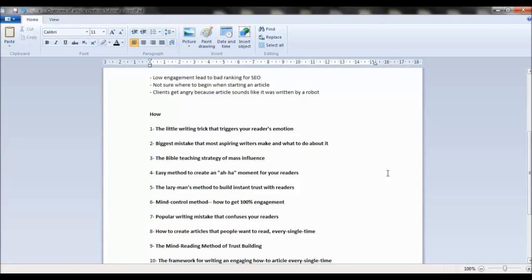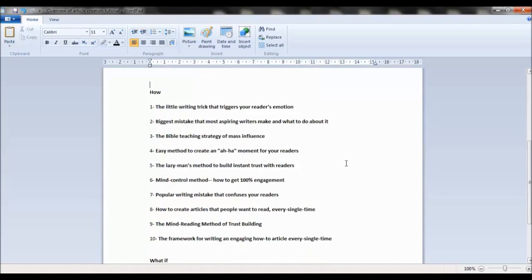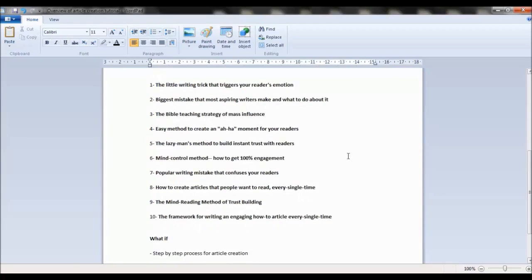Number 4, we're going to learn the easy method to create an aha moment for your readers. We're going to learn the lazy man's method to building instant trust with your readers. The mind control method, how to get 100% engagement. Popular writing mistake that confuses your readers. How to create articles that people want to read every single time. The mind reading method of building trust, and the framework for writing an engaging how-to article every single time.